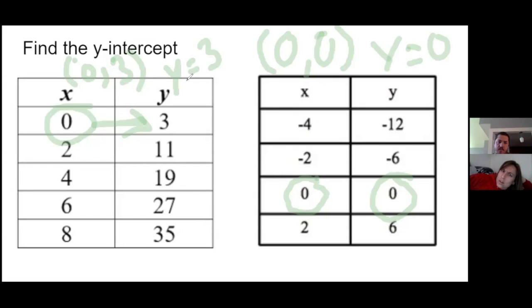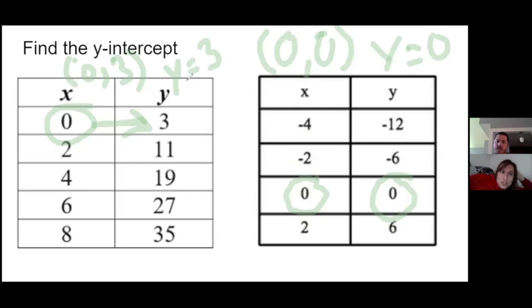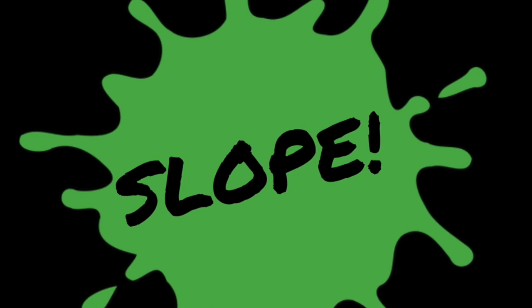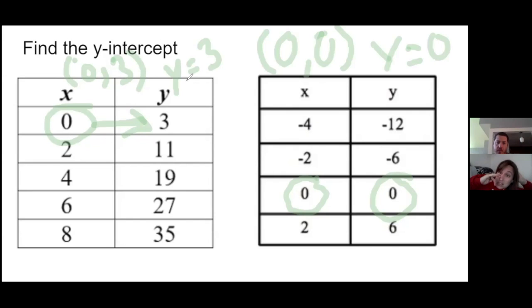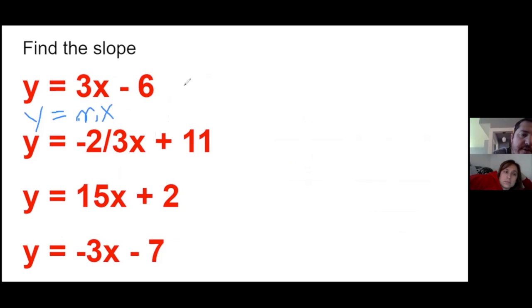Okay, so we identify the y-intercept. Do we also need to identify the slope? Yes, we will do that next. Cool. So back to equations again. Y equals mx plus b. So now we're looking for m.